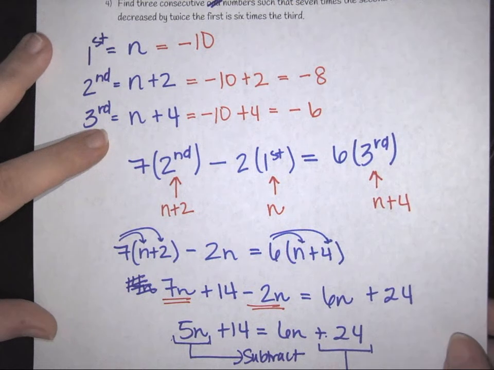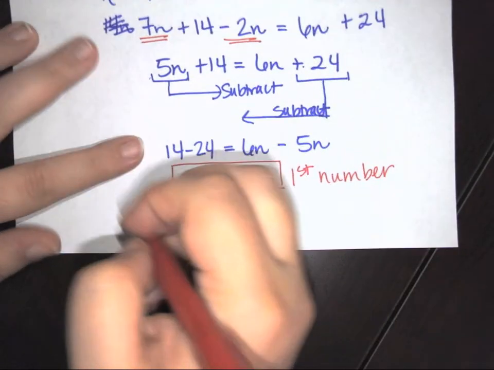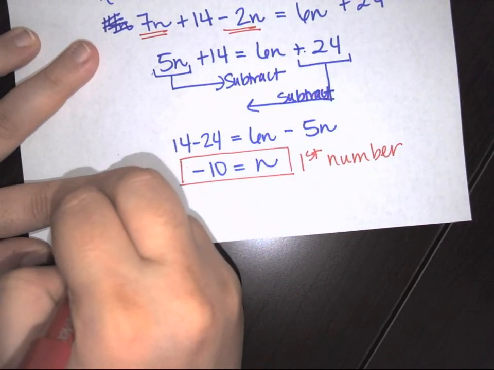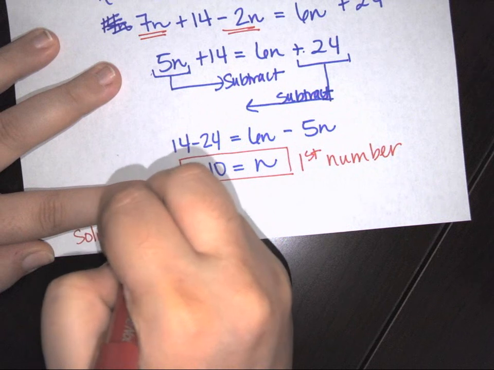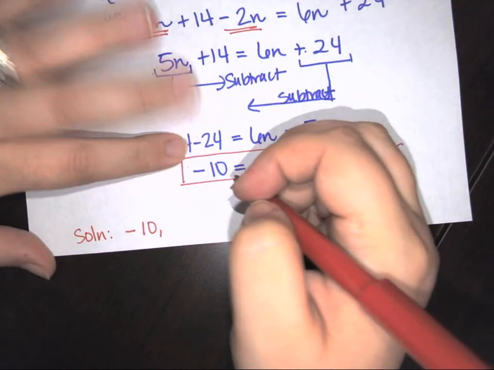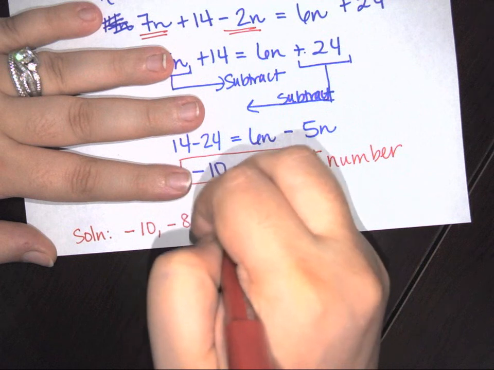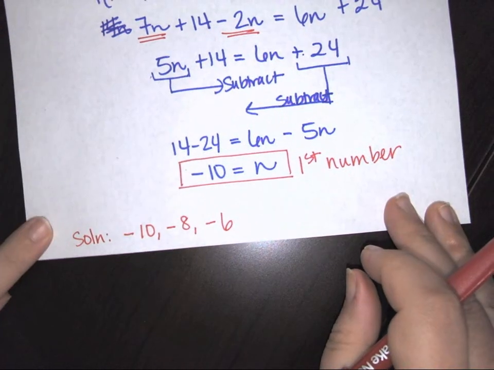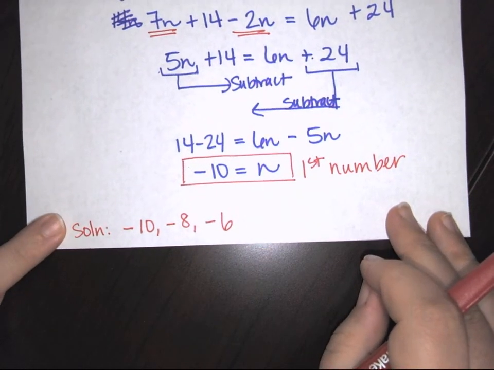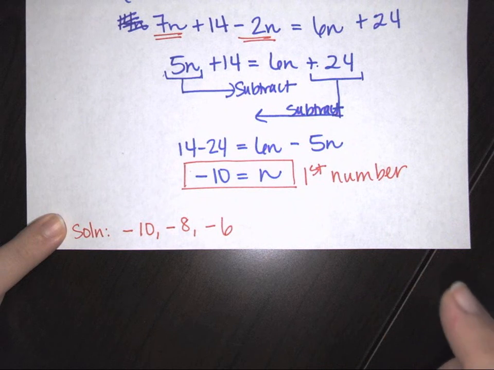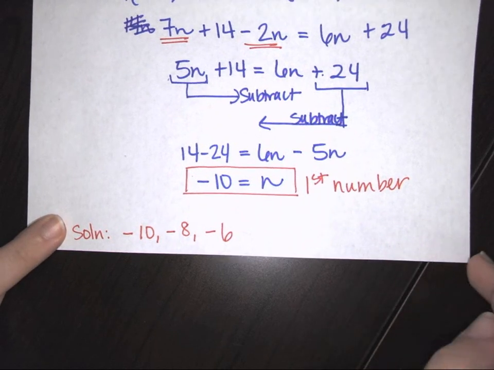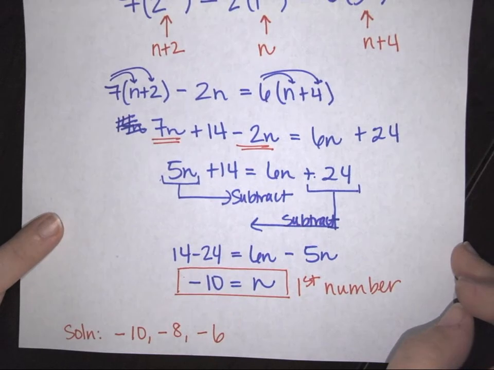So therefore, my solution is -10, -8, and -6. And those would be my 3 consecutive even numbers that satisfy the equation given. Okay?